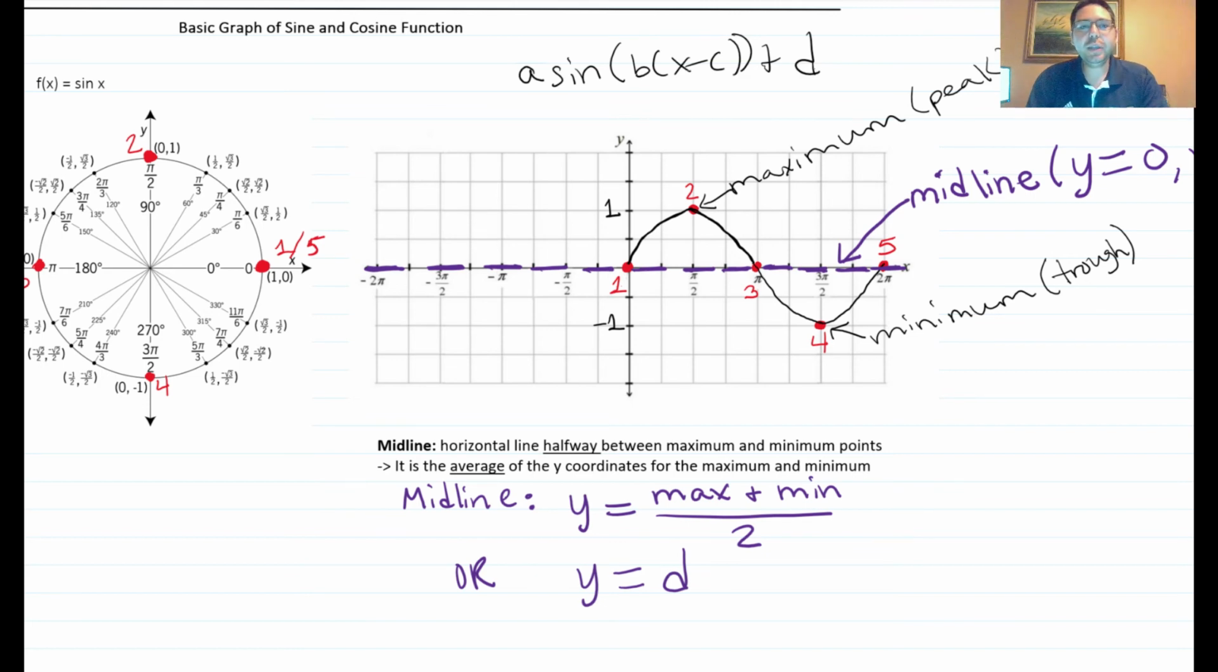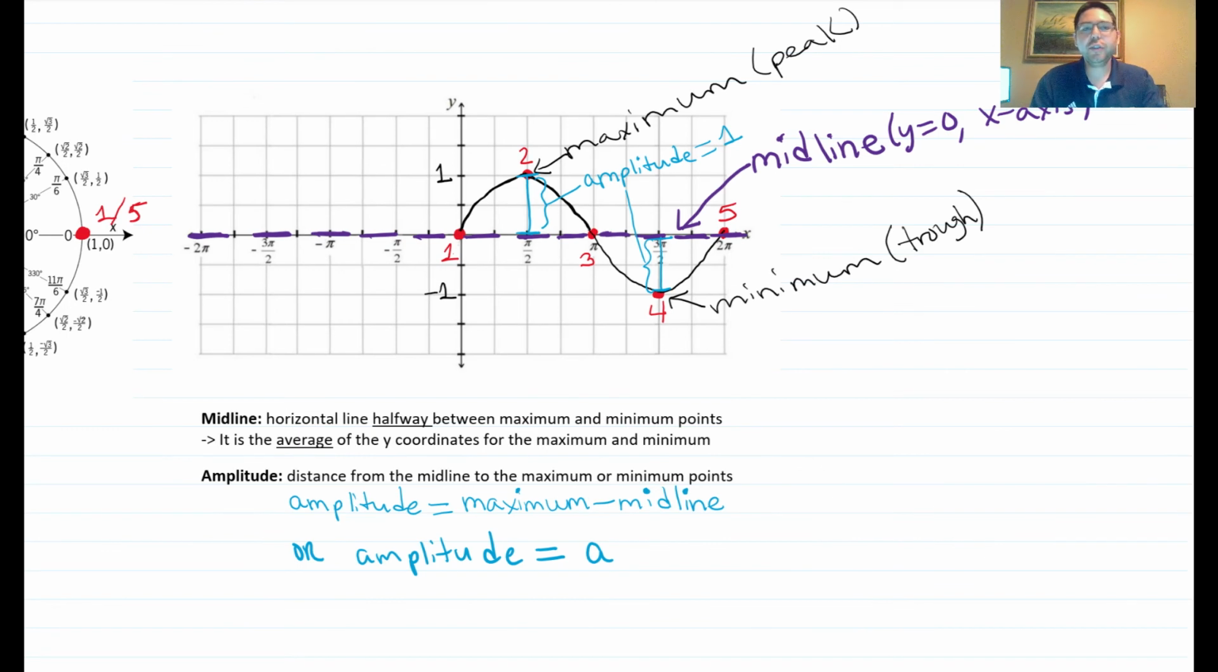So a sine b times x minus c plus d. If you look at this d, that actually tells you your midline. So if you know the equation, you can use it to identify the midline. All right. The other key feature that I want you to know is the amplitude.